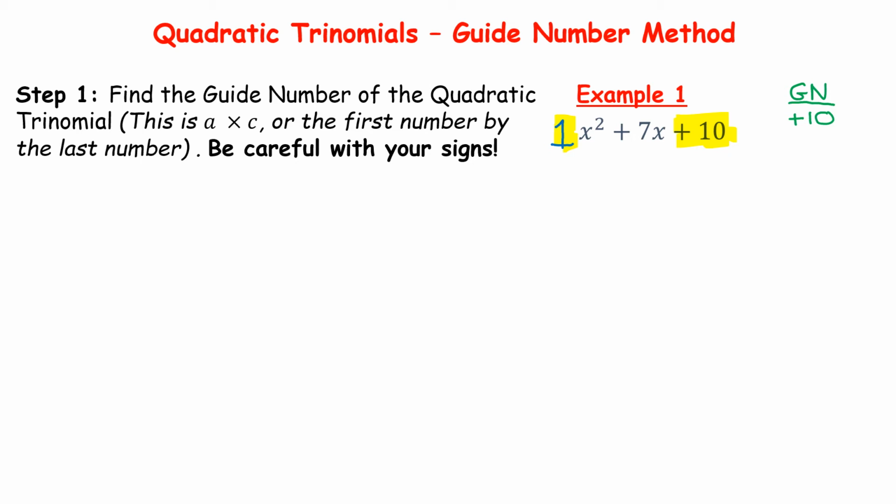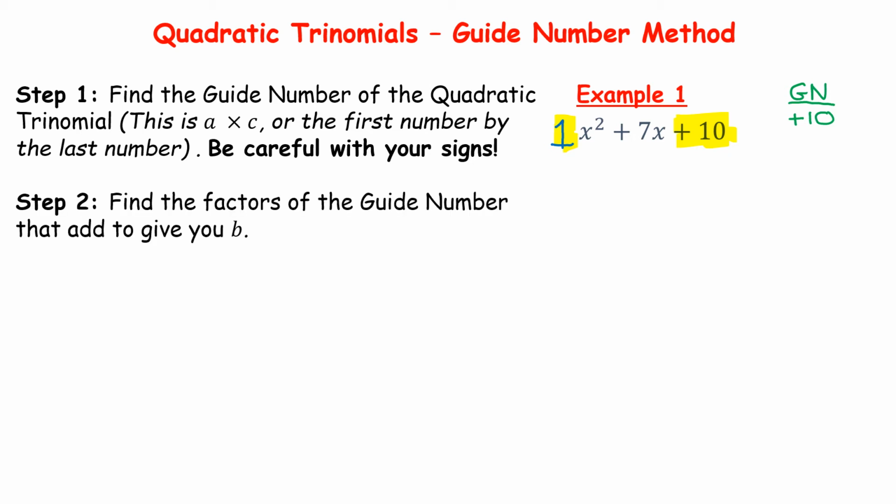And you might say, well, sure, it's just the last number, but we won't always have a 1 at the start of the expression. So we want to find the factors of the guide number that add to give you b. So now, what is b? What are they talking about? So I want to figure out what are the factors of 10. So what multiplies to give me 10 but adds to give me 7. So we're back to this game we had at the start. So what multiplies to give me 10? So let's make a little list of all of the factor pairs.